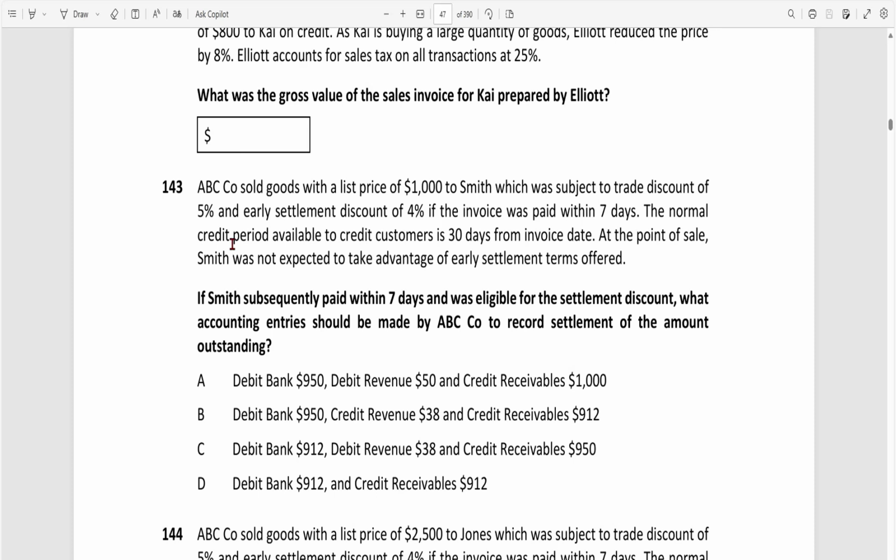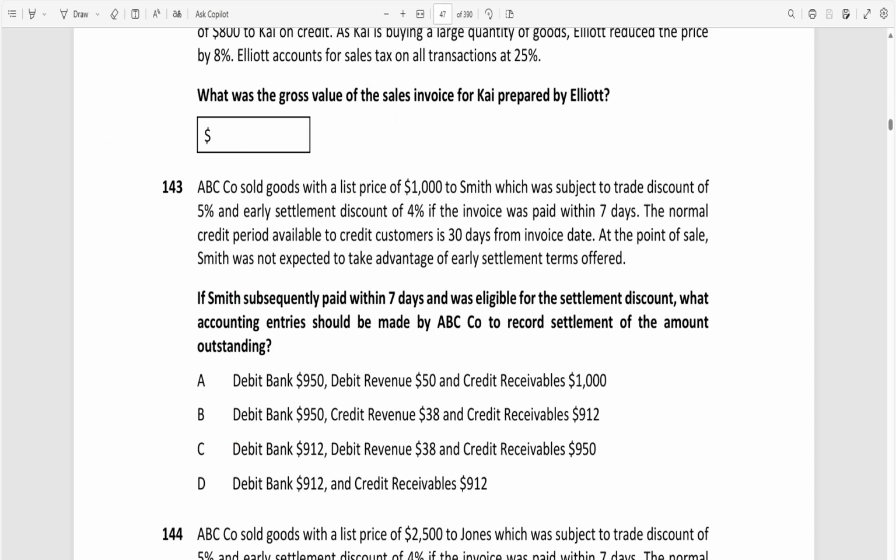Okay, so there are certain periods. If the customer pays the outstanding amount within the period specified by the supplier, then, being a supplier, if the customer pays the amount within those periods, they will be entitled to the early settlement discount.